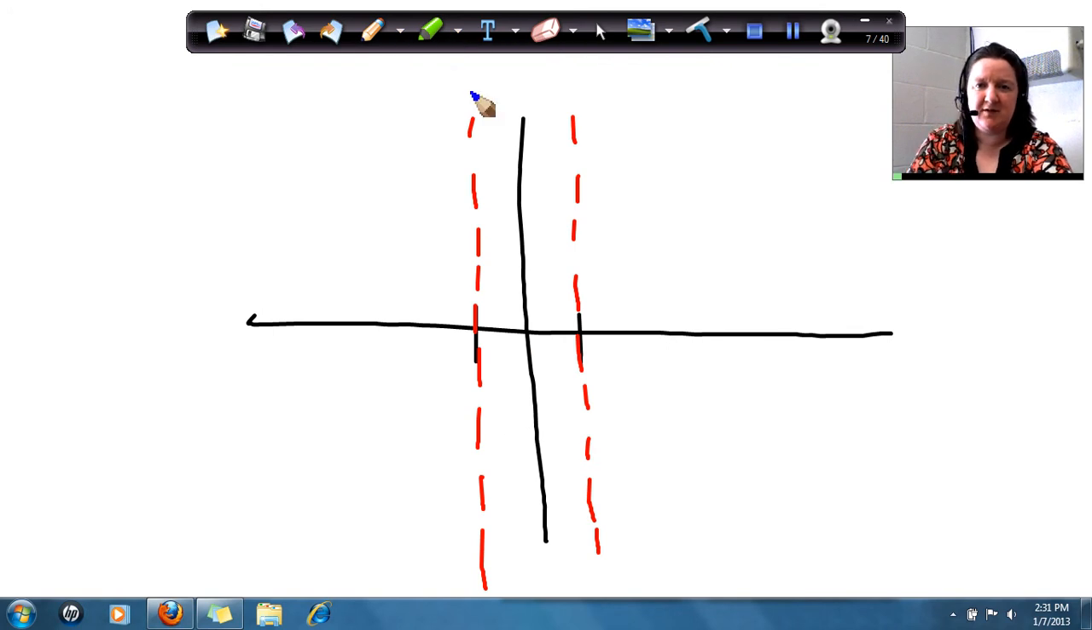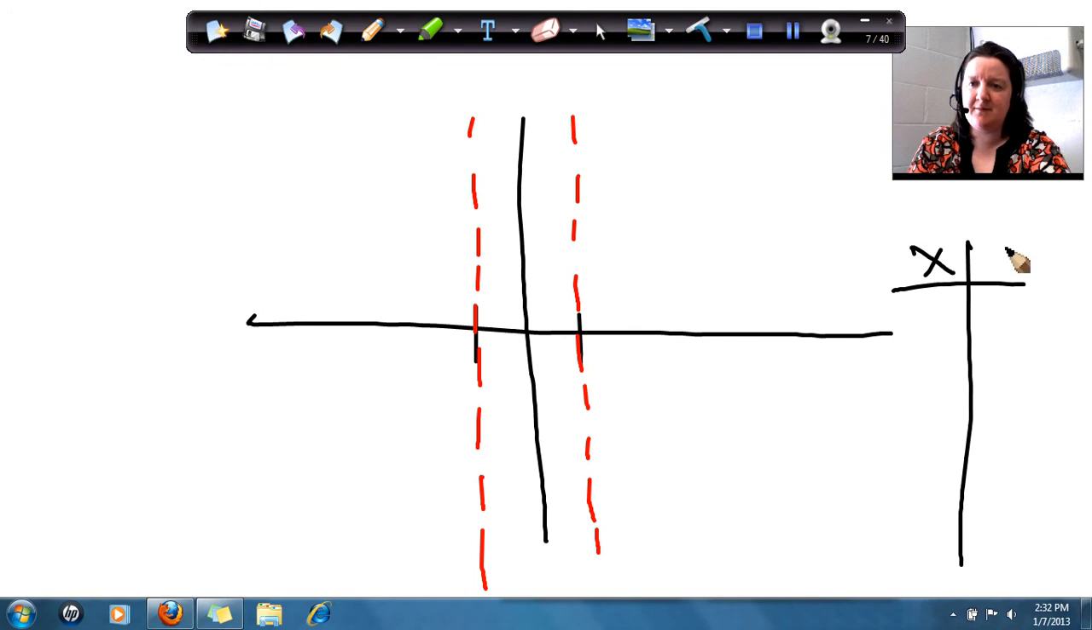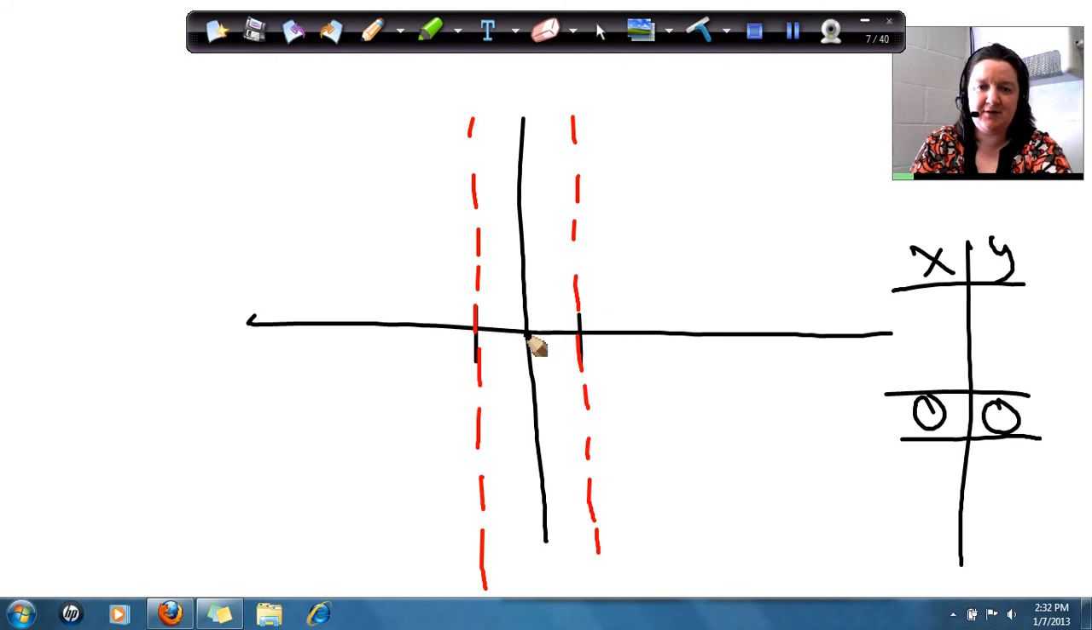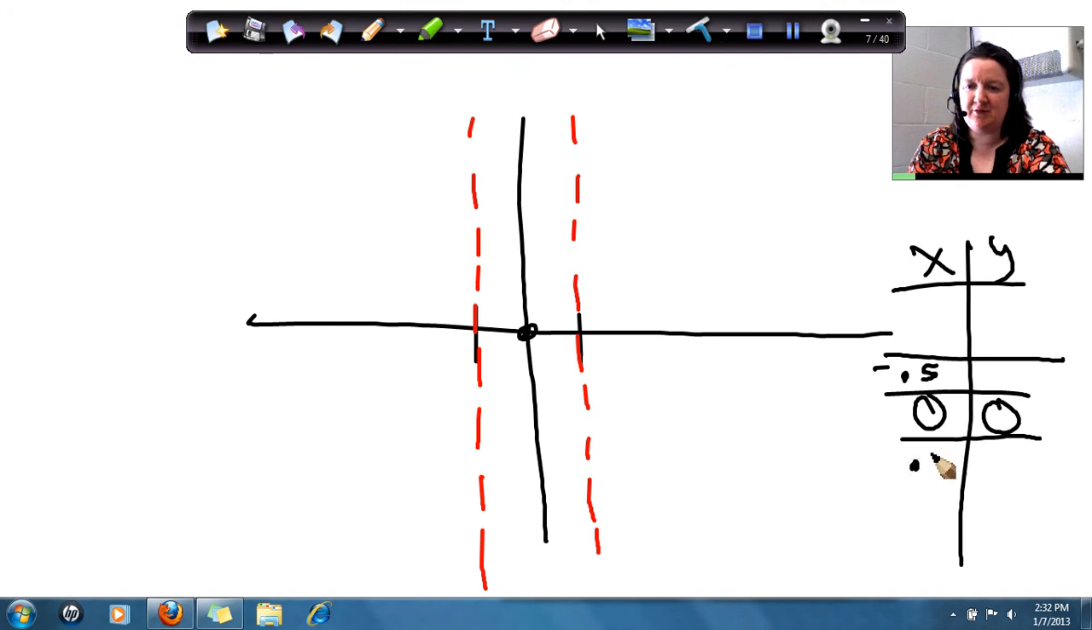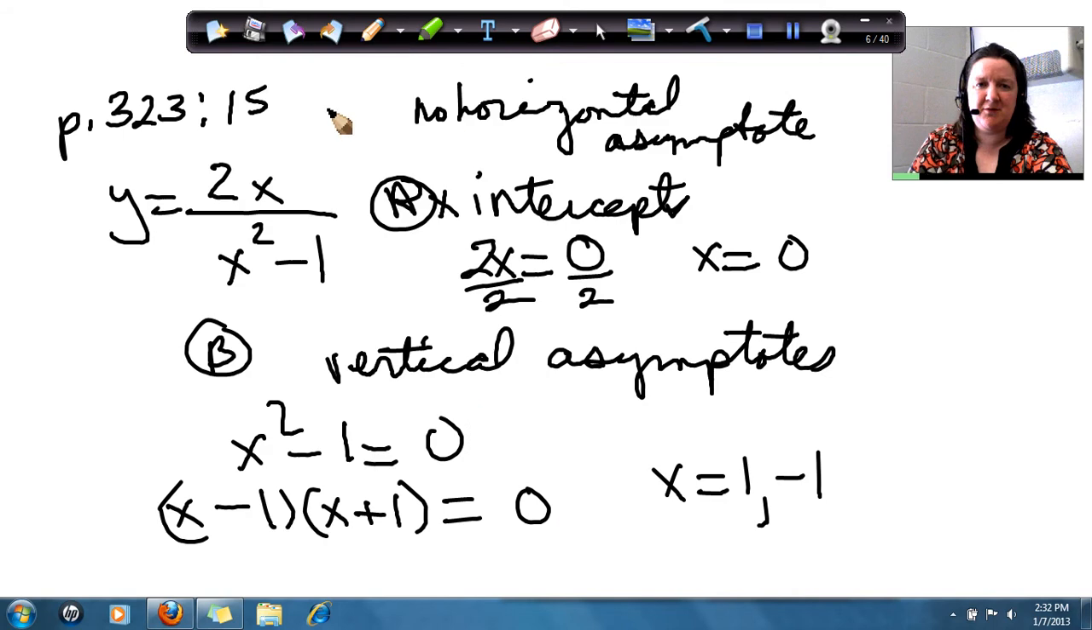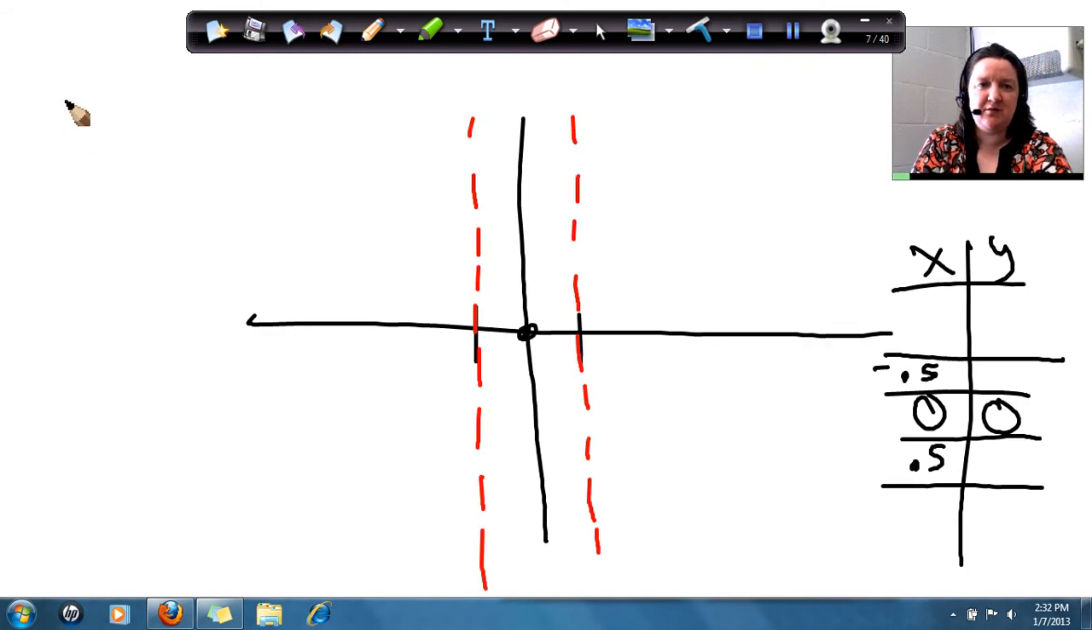Let's think about our table of values. We know that we have an x-intercept at 0, so that would give us a point of (0, 0). Now let's find something halfway between so we can see what else is happening in there. The only close things would be negative 0.5 and positive 0.5, and we need to plug them through this function, y equals 2x over x squared minus 1.